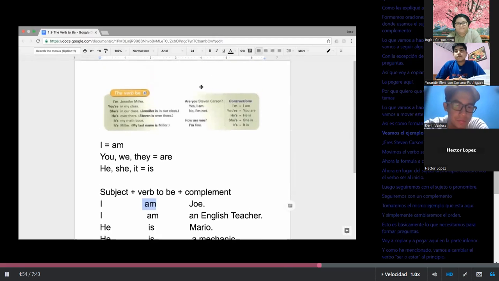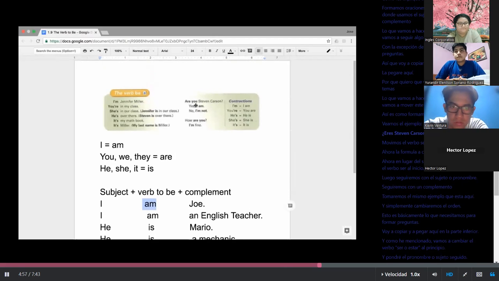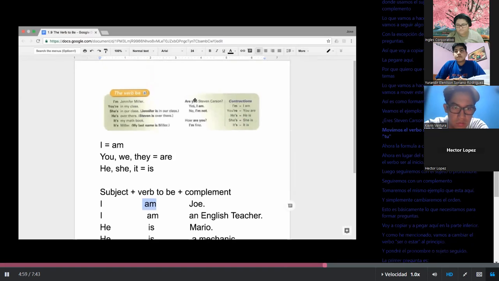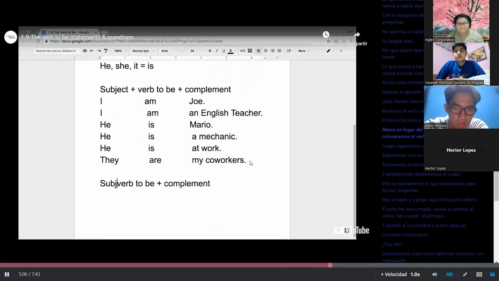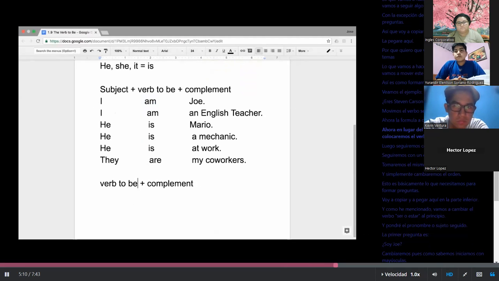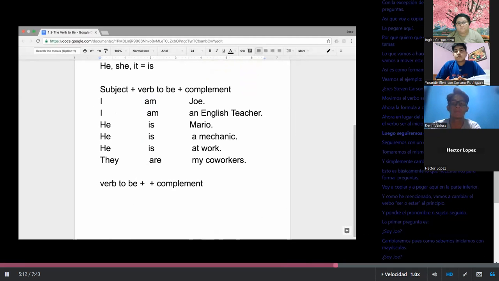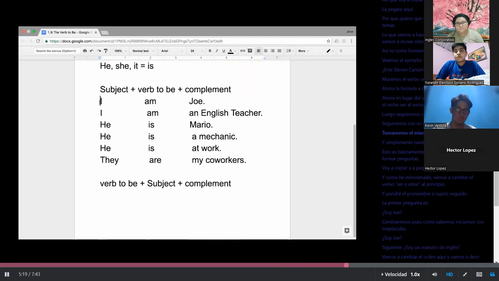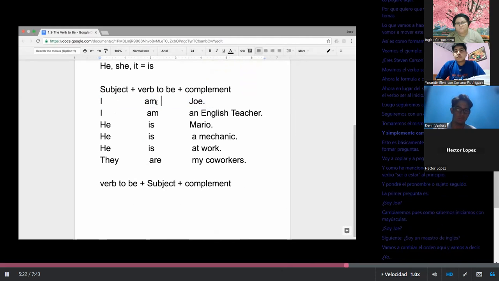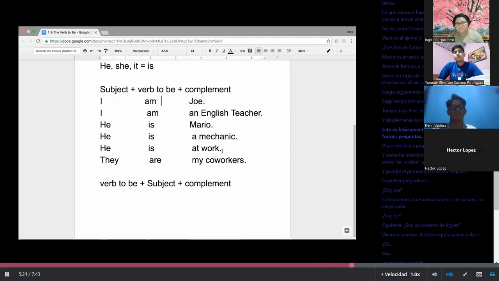So look at the example. Are you Stephen Carson? We move the verb to be before the pronoun you. Okay. So our formula needs to change. Now, instead of the subject at the beginning, we're going to say that that's the verb to be at the beginning. And then we're going to say that that's the subject or the pronoun, okay? And then it's going to follow some kind of complement. So we're going to take the same examples here and simply change the order. And that's basically how we form questions.